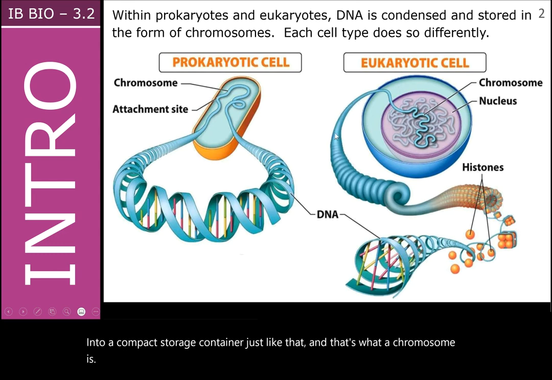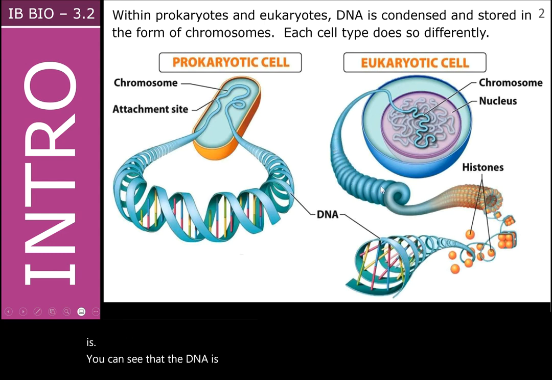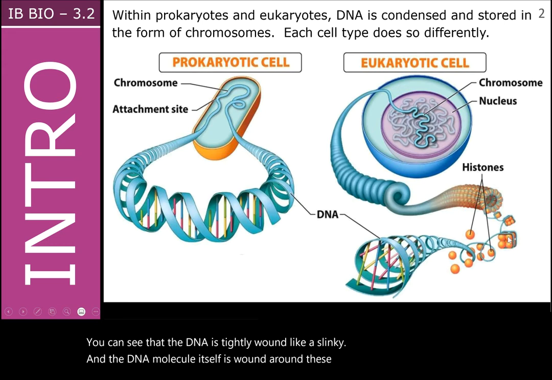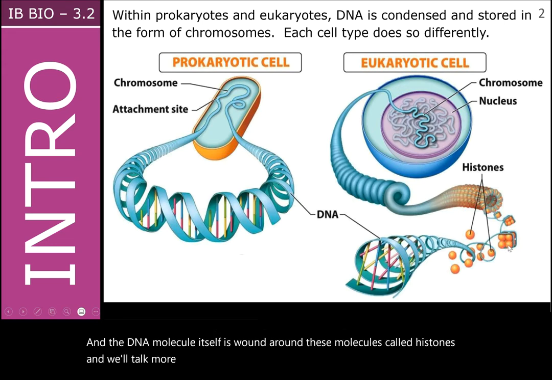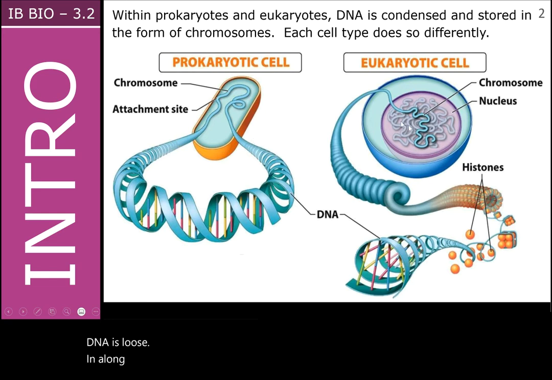You can see that the DNA is tightly wound like a slinky. And the DNA molecule itself is wound around these molecules called histones. And we'll talk more about that today. So, big differences. In the prokaryotic cell, DNA is loose in a long singular loop. In eukaryotic cells, you have this tightly coiled, slinky-like shape with DNA wound around proteins called histones.